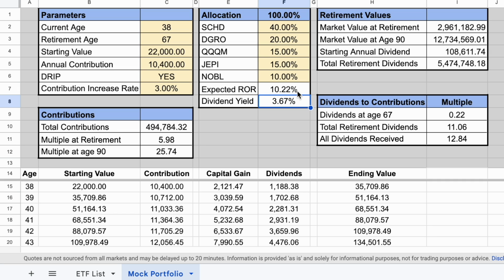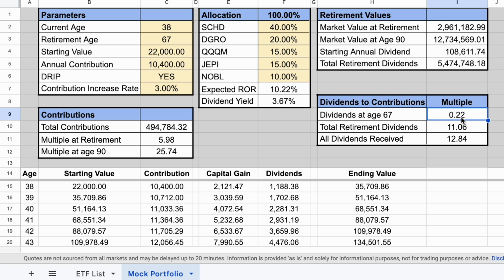These are very solid metrics that would put me slightly ahead of the long-term return of the S&P 500, while also providing a much more attractive dividend stream along the way. Okay, so based on these assumptions, I would contribute about $495,000 between today and age 67. At retirement, the market value of my portfolio would be just shy of $3 million, which is an almost 6 times multiple of my total contributions. The starting annual dividend income I could expect to collect at age 68 would be a little more than $108,000, or about 22% of my total contributions.